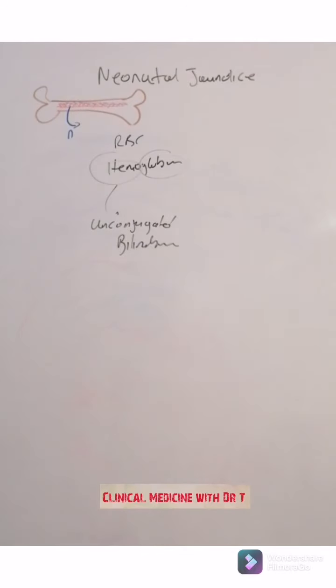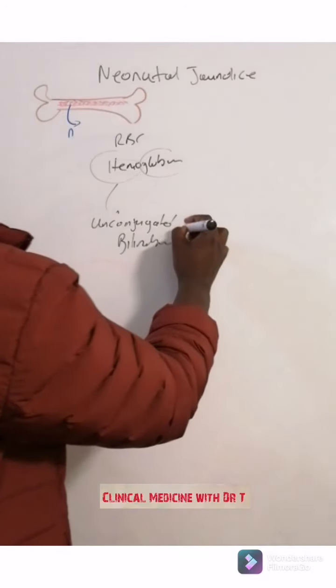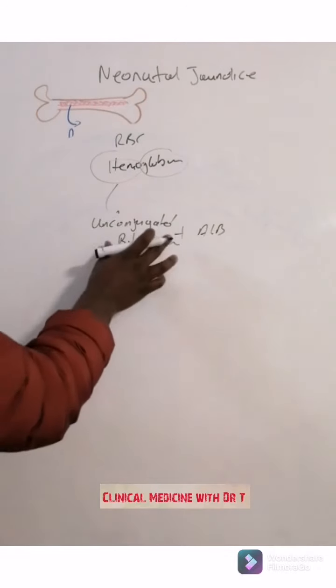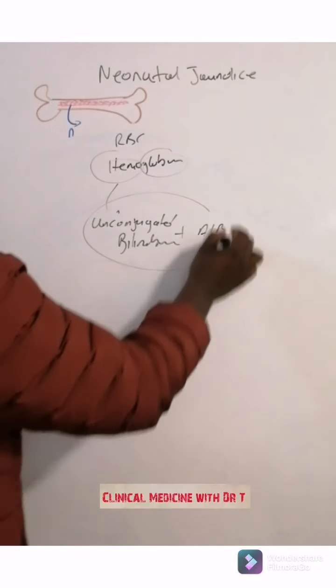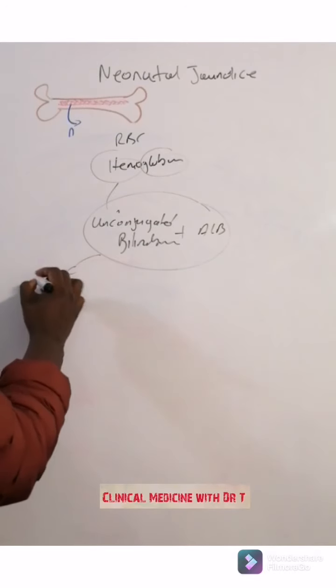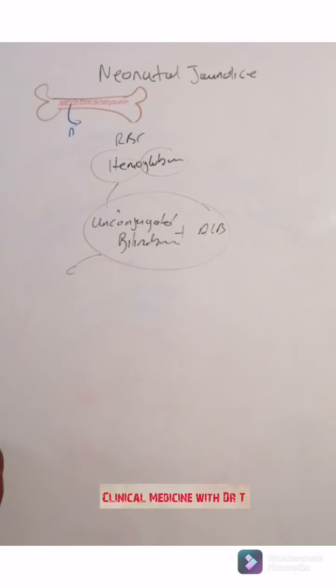This unconjugated bilirubin is lipophilic, so it cannot circulate by itself in the blood. It needs a carrier protein, and that carrier protein is albumin. So albumin comes in and binds it, and then they form a complex, and this complex is transported to the liver.